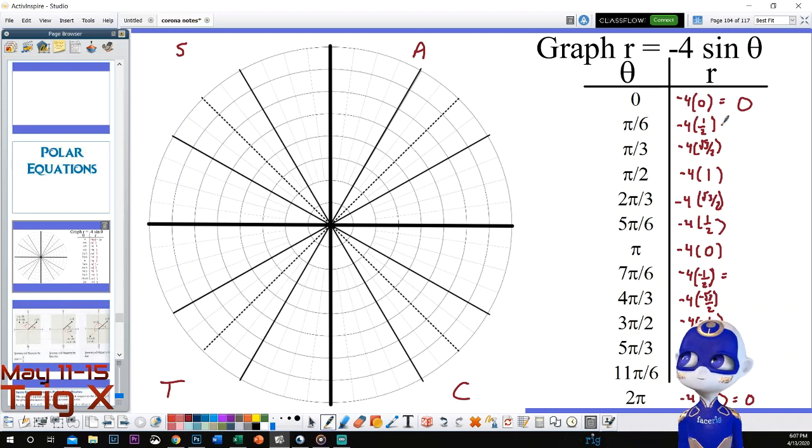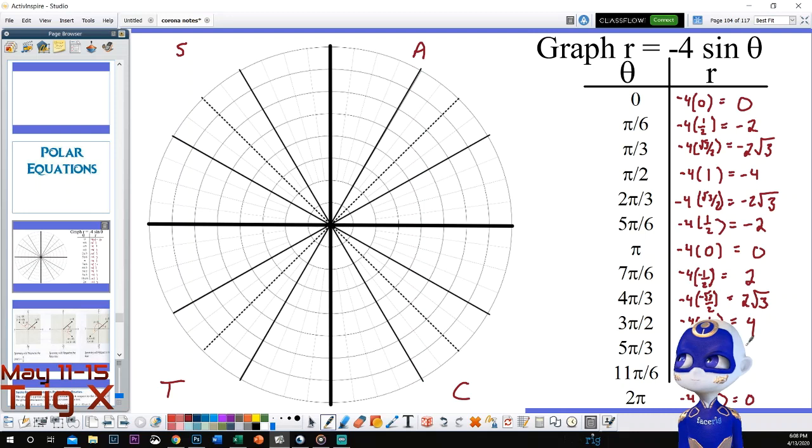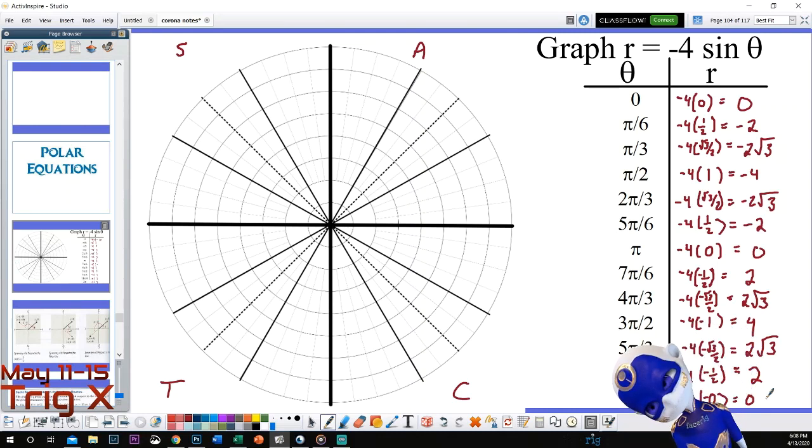Next, I'm just going to multiply all these. So this is -2. This is -2 square root of 3. This is -4. This is -2 square root of 3. This is -2, 0, 2, 2 square root of 3, 4, 2 square root of 3, and 2. Whew, that was a lot. Alright, hopefully you can see behind my head.